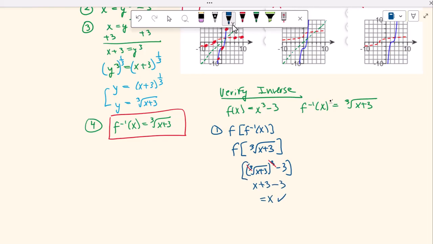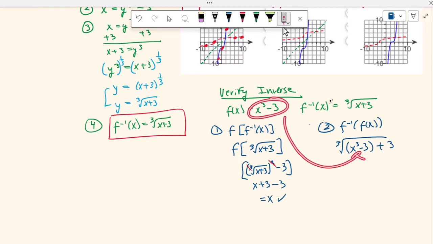So this one checks. Okay, let's look at our second one. This would be f inverse of x, my main function, composited with f of x. The way this looks is I will take this function and plug it into this function. So my cubic root function, and here will be the thing I'm plugging in, and then I'll add 3. So I'm going to plug in x cubed minus 3 from here and plug it in right there.